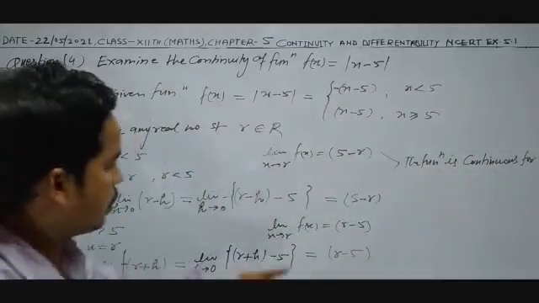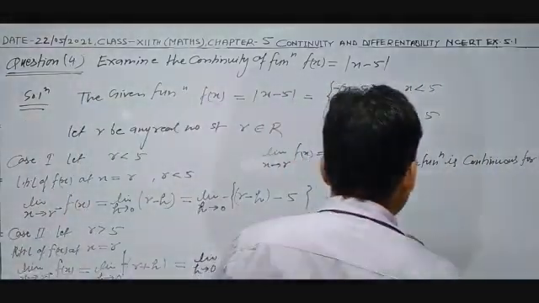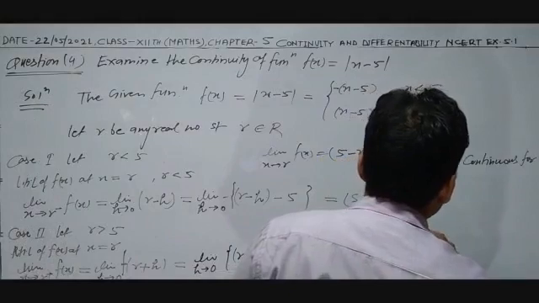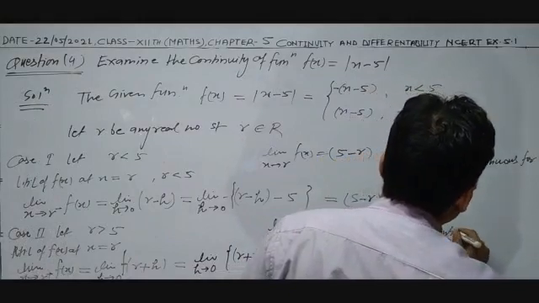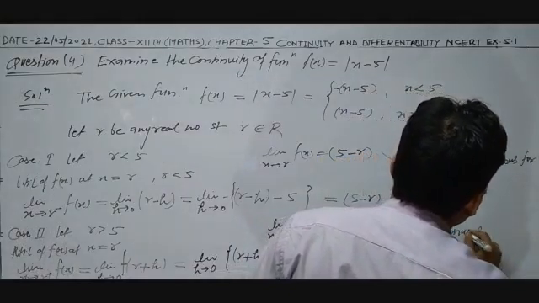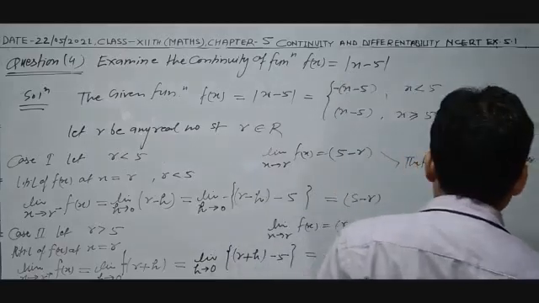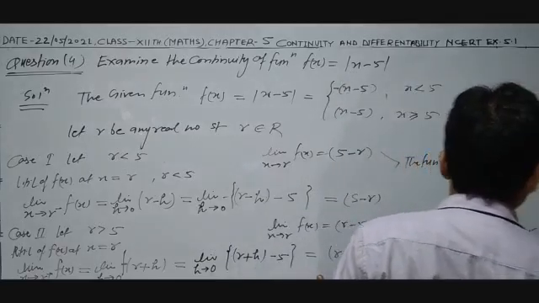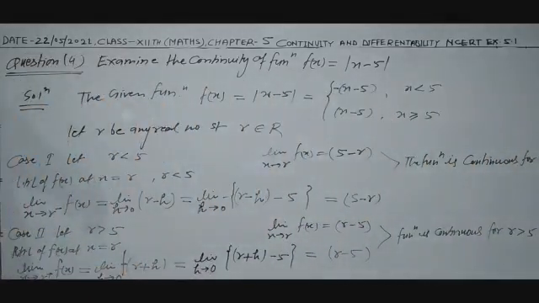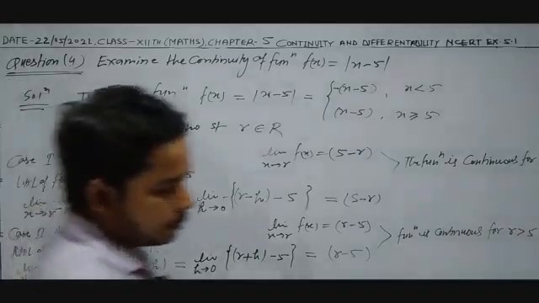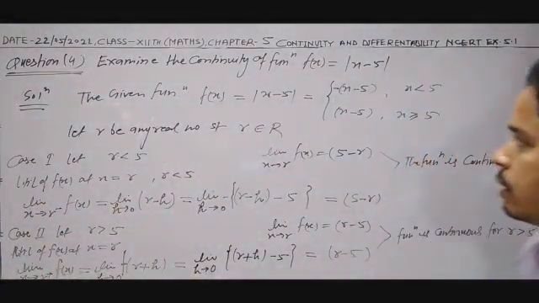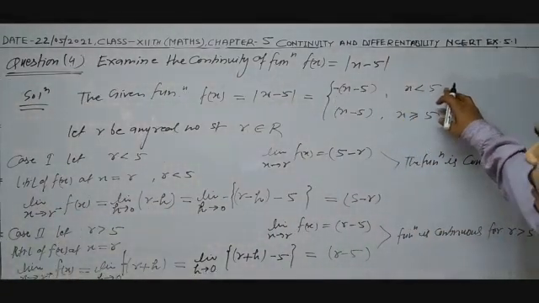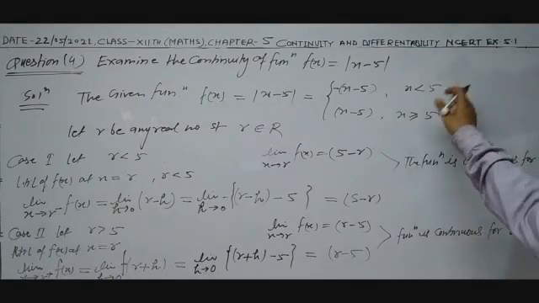Similarly, we can say the function is continuous for r greater than 5. So the next step, we have to solve the continuity of the function at x equal to 5. So r is equal to 5 when you will consider.